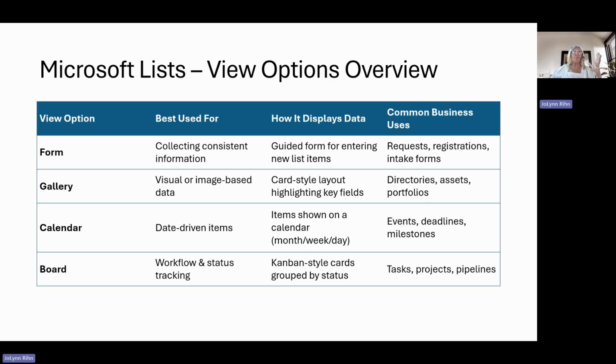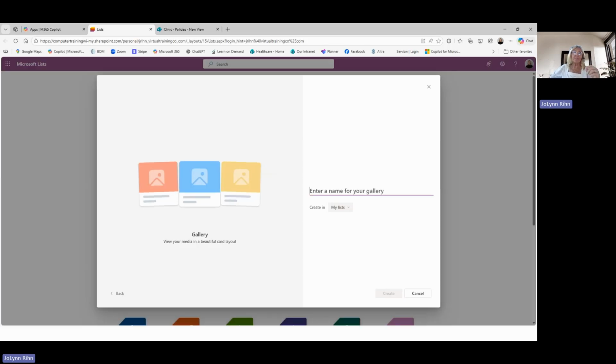But just so you know, the forms are really related to somebody filling things out. The gallery is for visual, image-based items. Calendar is for date-driven items. And the board view is a card style. You know how in Microsoft Planner we can have card style, and also in the old Outlook contacts. That's what board view is. Otherwise, list is like columns and rows of information, just so you have a better understanding as to what that all is.